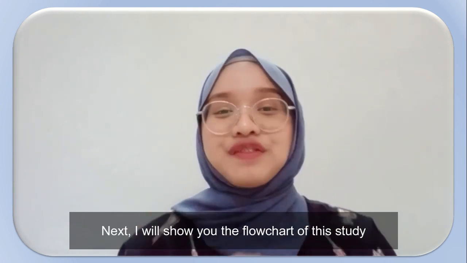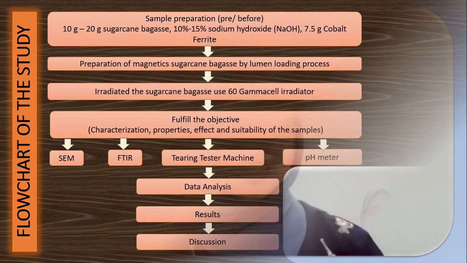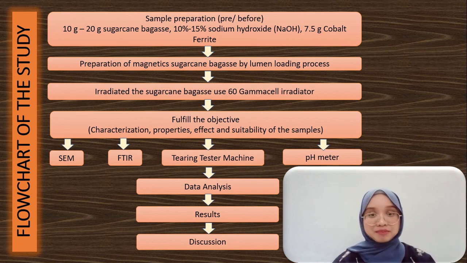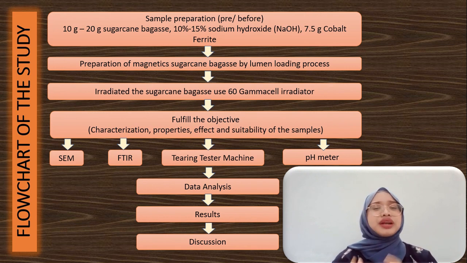Next, I will show you the flowchart of this study. In the production of magnetic sugarcane bagasse, the main materials are sugarcane bagasse, sodium hydroxide, and cobalt ferrite. Next, preparation of samples undergoes a lumen loading process by mixing the sugarcane pulp with the cobalt ferrite. After the magnetic sugarcane bagasse was ready to use, the paper was cut into 4 times 4 cm to irradiate in the gamma cell irradiator.